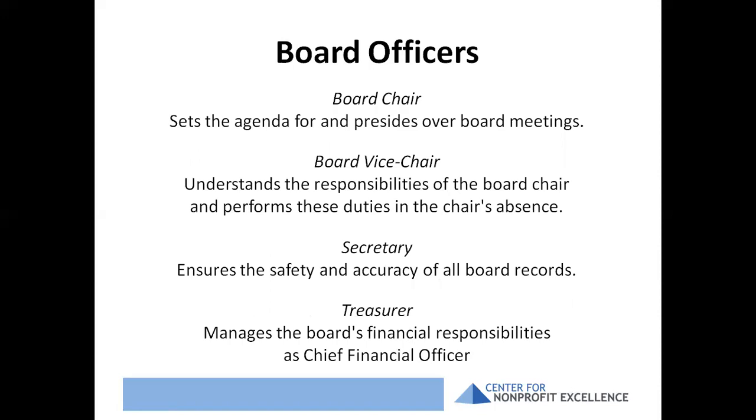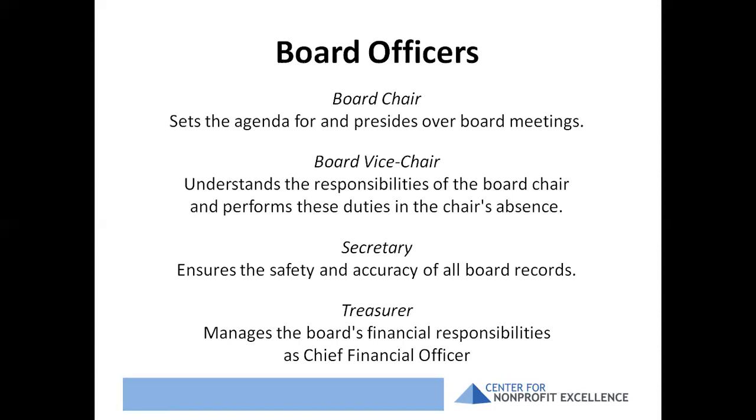So how's the board structured? The key component of the structure of the board is the board's officers, which are typically elected by the board itself. And so you have the board chair, the board vice chair, the secretary, and the treasurer. The board chair pretty much sets the agenda for the meetings and presides over board meetings, facilitates the decision-making, the conversation, and the like. The board vice chair is sort of the understudy for the board chair. They understand the roles and responsibilities of the chair, and they step in to perform these duties if the chair cannot take them on. For instance, cannot attend a meeting.